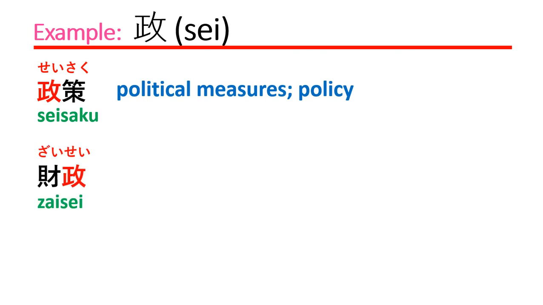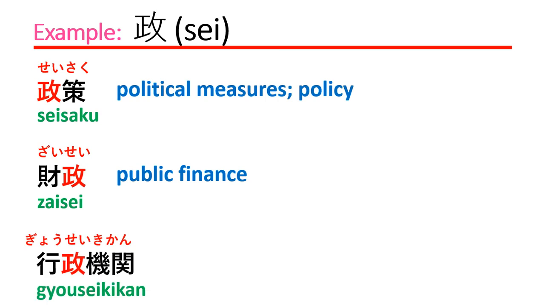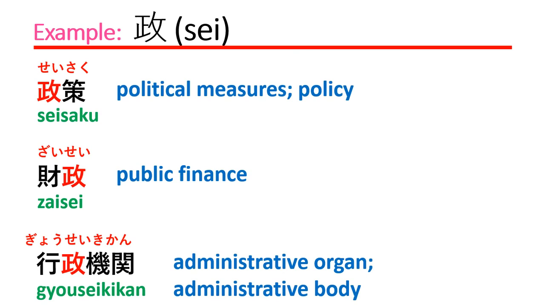The next, zaisei, means public finance. Gyosei kikan means administrative organization or administrative body. Gyosei kikan means administrative organization, actually.